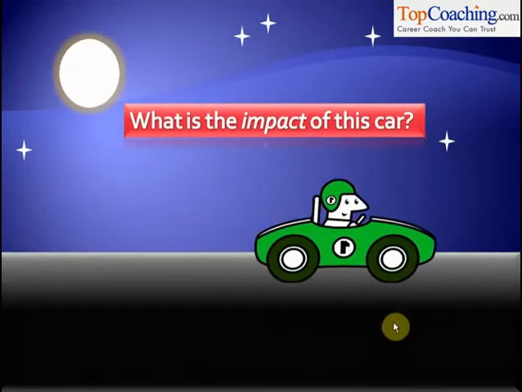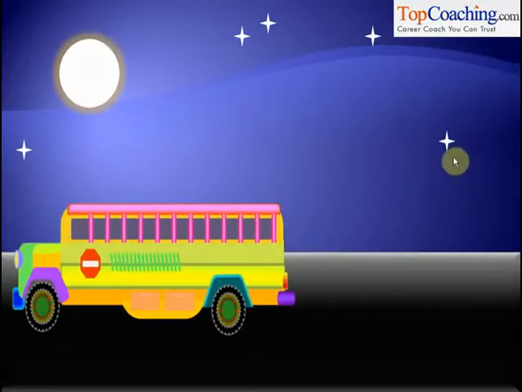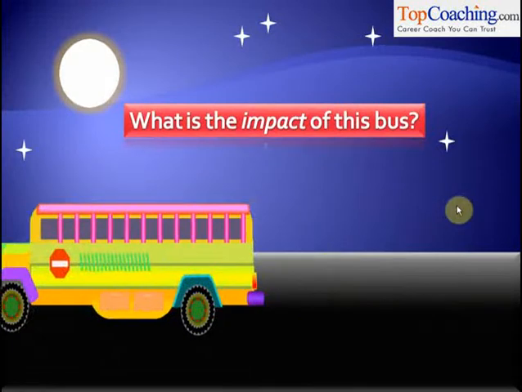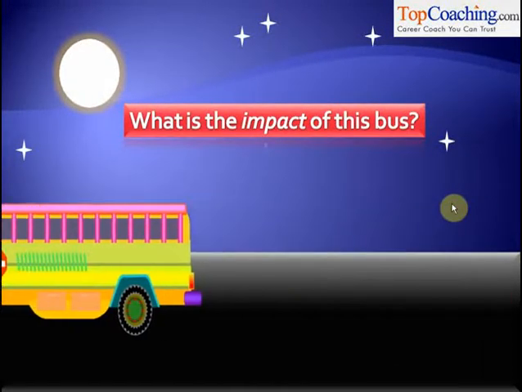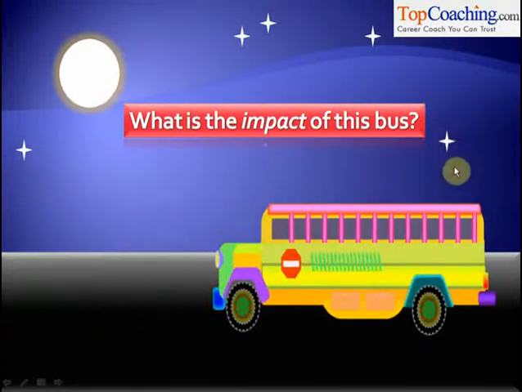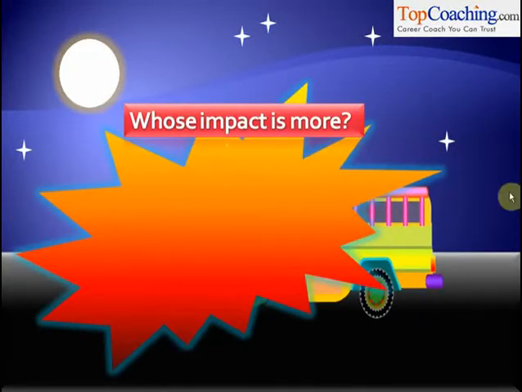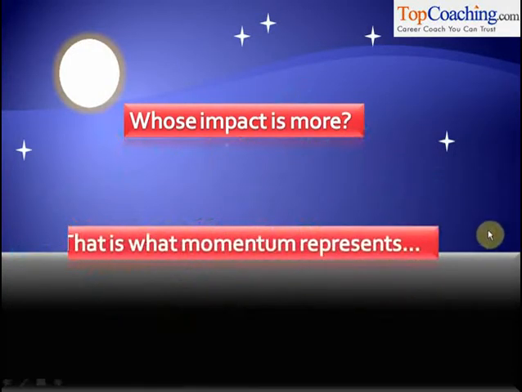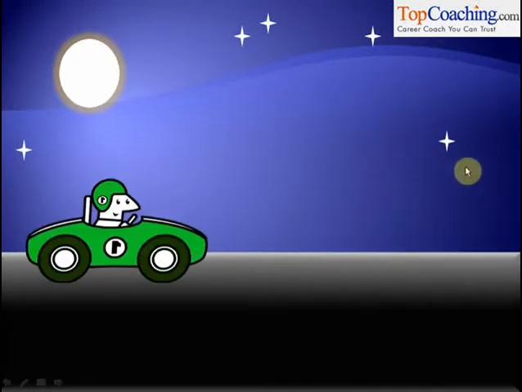Take a look at this car. What is the impact of this car? Take a look at this bus. What is the impact of this bus? How powerful is the bus? How powerful is the motion of the bus? That's what momentum represents. If the car and this bus collide, whose impact is more? Clearly, the impact of the bus. That is what momentum represents.